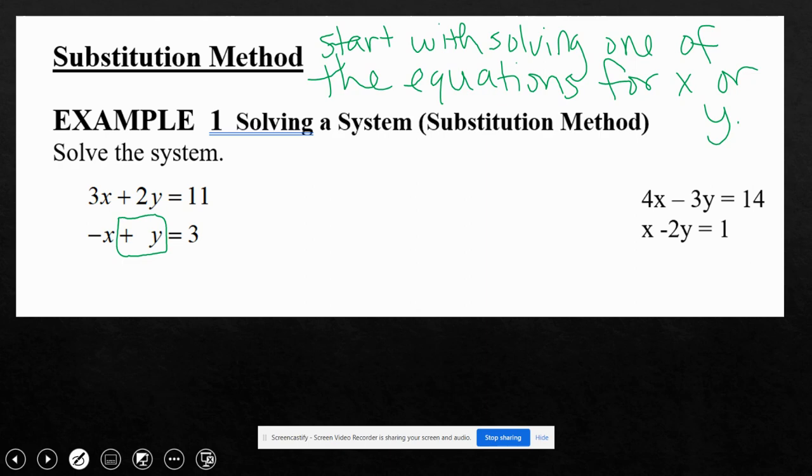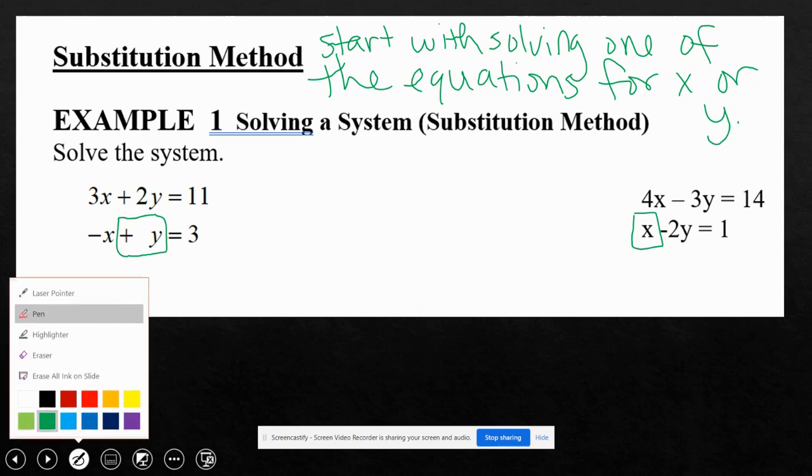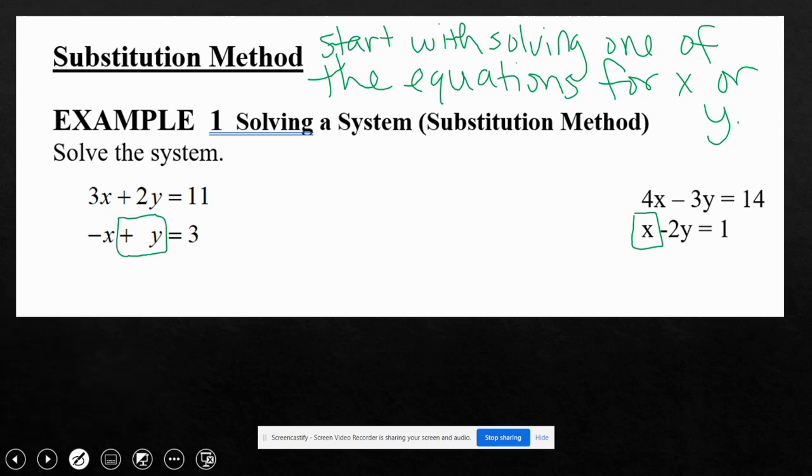For me, I always like to look for an x or a y that is already by itself. Essentially, there's no number in front of it. It's not a negative, even though having a negative isn't that big of a deal. So in this first example, I'd probably pick that positive y. And in the second example, I'd probably pick this x. If you don't have something that has just a 1 in front of it, then you're going to have to do a few more steps. But that's always my go-to to start with.